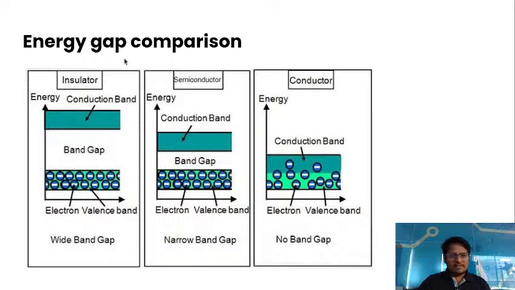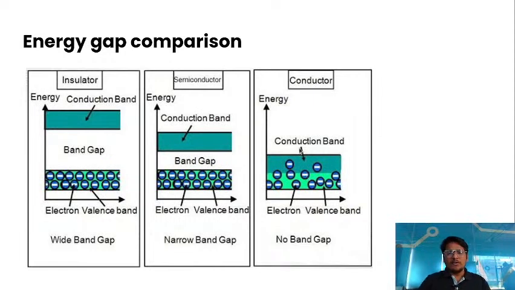So here you can see the energy gap comparison. Why in an insulator can current not flow through it? Because the gap between the conduction band and the valence band is more. Here you can see the energy gap between the conduction band and the valence band is very big. That's why electricity cannot flow through it. And in the semiconductor, you can see the difference between conduction band and valence band is in the middle of both of them. Here you can see in the conductor, the conduction band and valence band overlap each other.